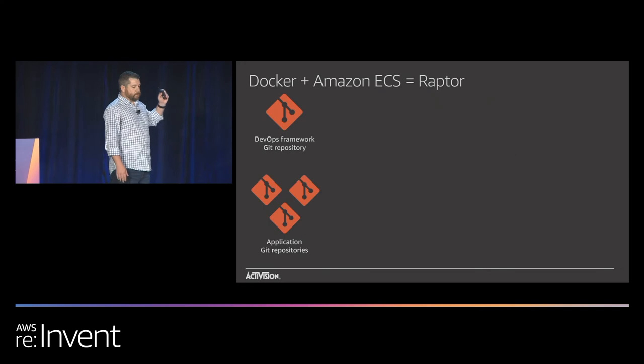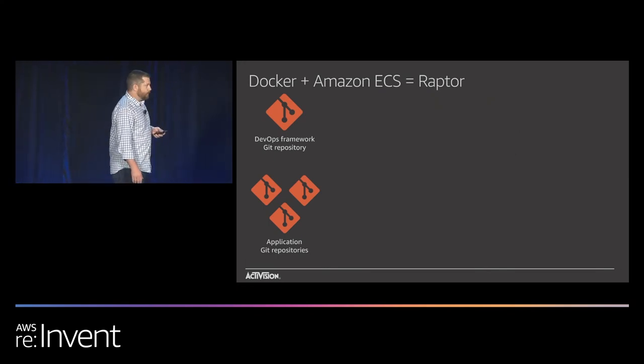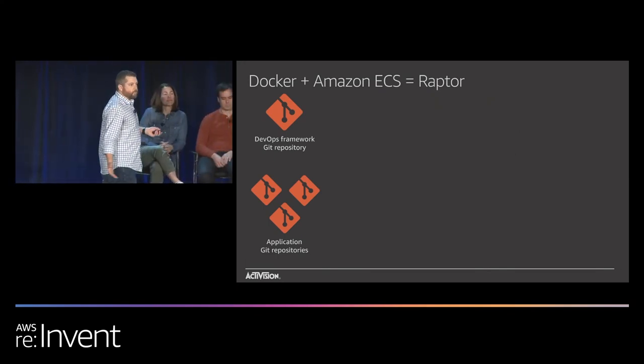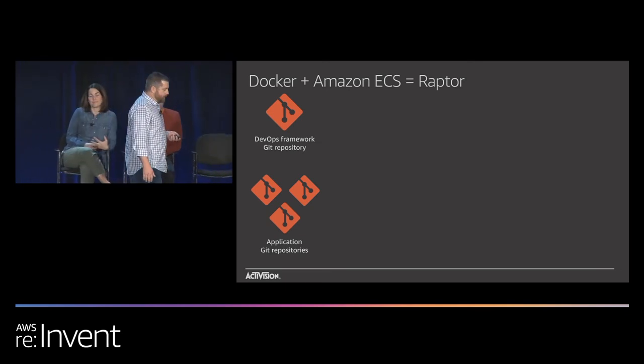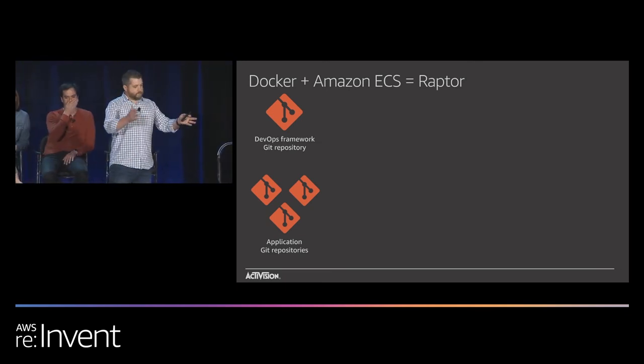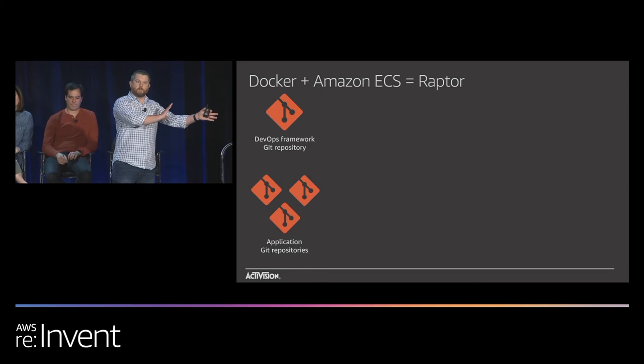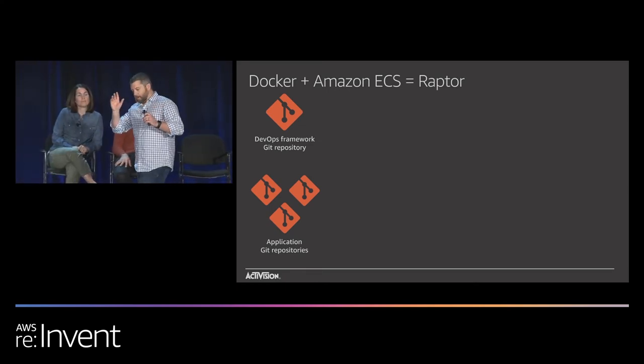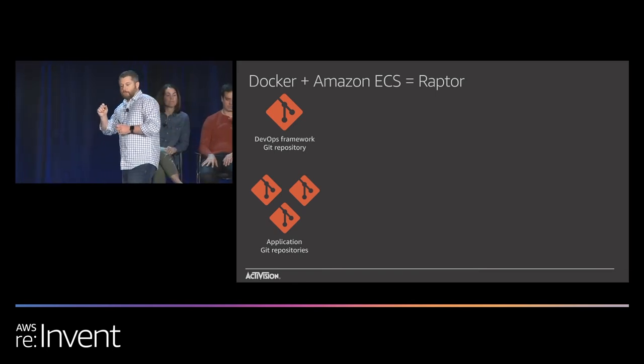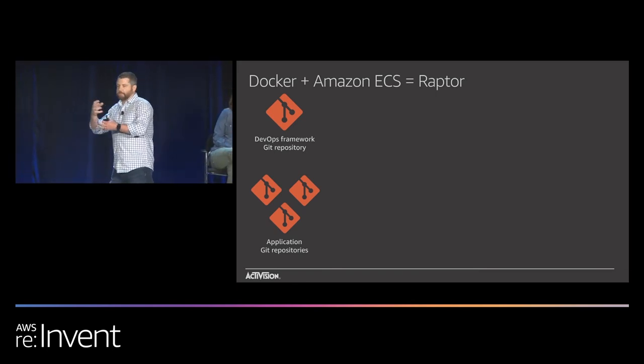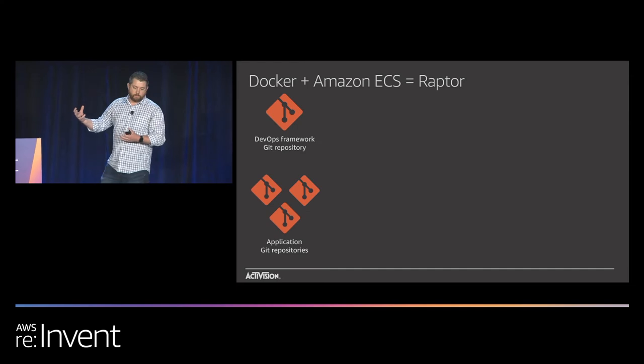So we went all in on Docker and Amazon ECS, and we developed a framework that we call Raptor. Now, Raptor is a combination of two different sides of the house. First, we have the Raptor DevOps framework Git repository. It stores all of our Python scripts, all of the nuts and bolts of the pipeline itself.